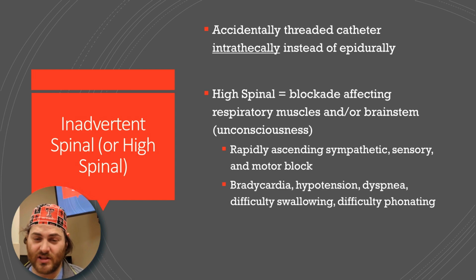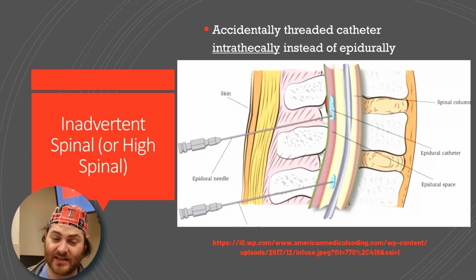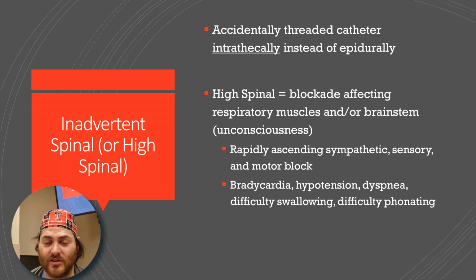If I give that little bit of local and you get a profoundly dense block from that small amount of local, chances are I'm intrathecal. I've actually gone through the dura into the actual spinal column. So that's not what I want. If you give the epidural dose directly into the CSF, you will produce a super high block. And by high, I mean dermatomally. Like it will creep its way up into your brainstem. Why is that bad? Because the brainstem controls a lot of your vital functions, like breathing.